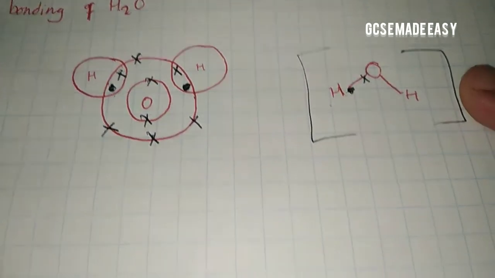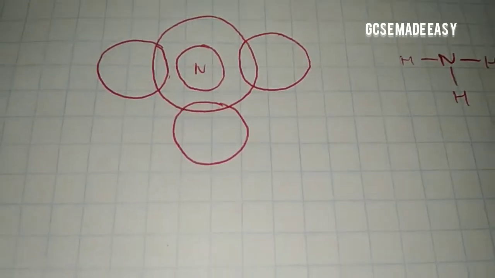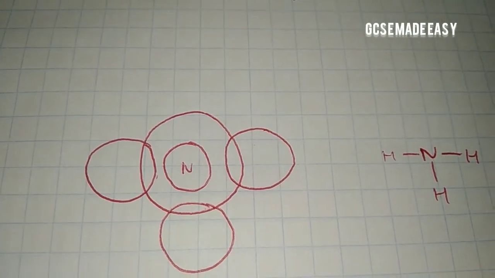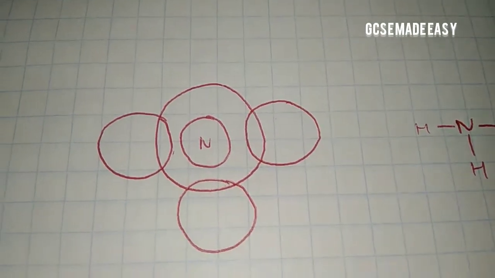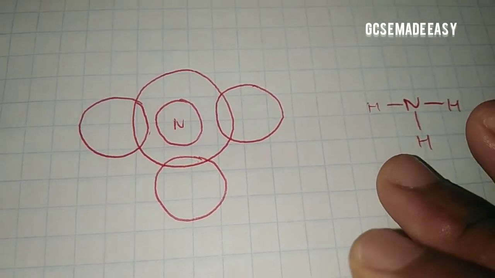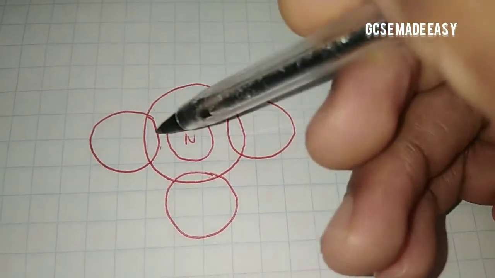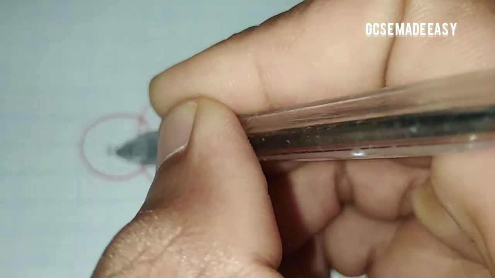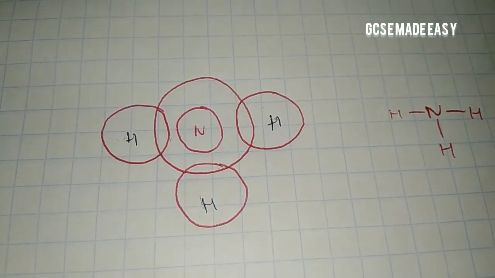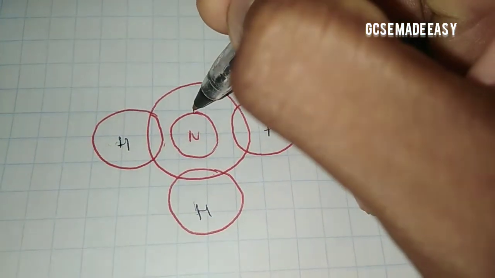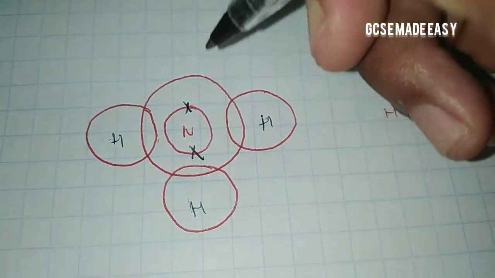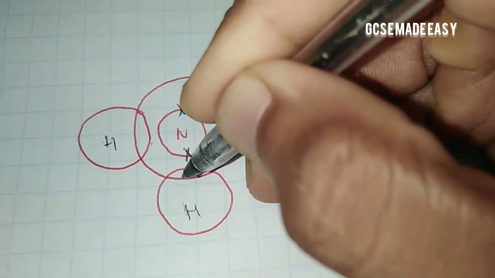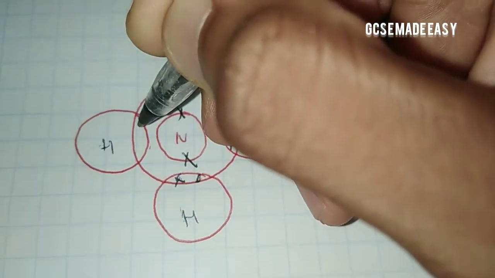Now let's go to another example where we are going to show the formation of ammonia gas. Ammonia is a covalent compound, which means that it is formed through covalent bonding, the sharing of electrons. In ammonia, we have nitrogen bonding with 3 hydrogens. So now we're going to fill up the atoms.